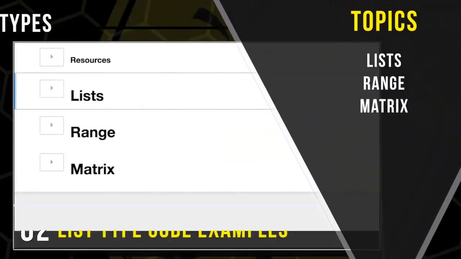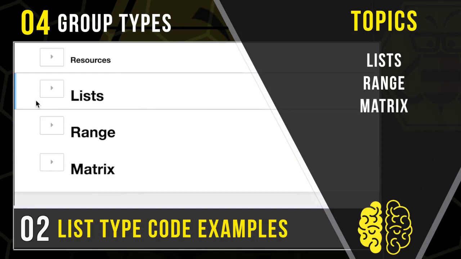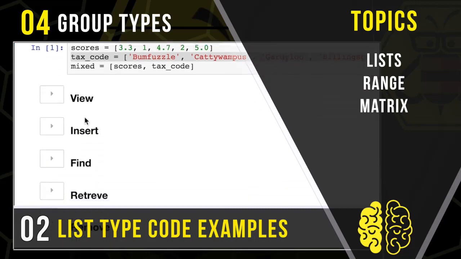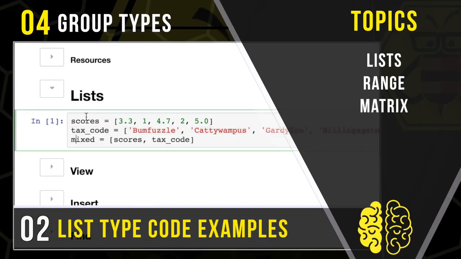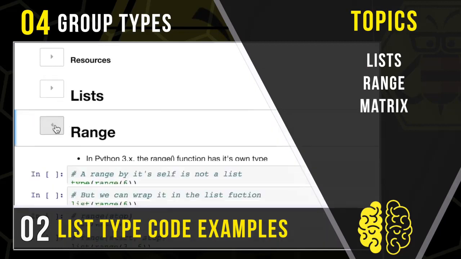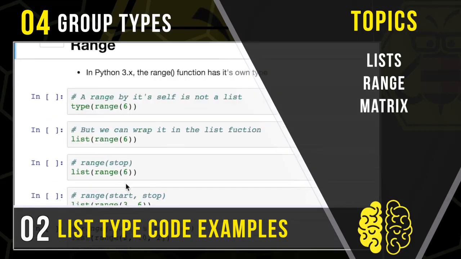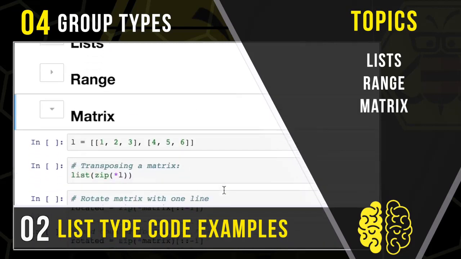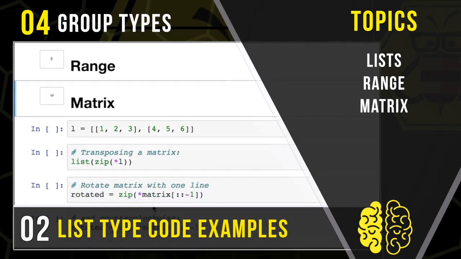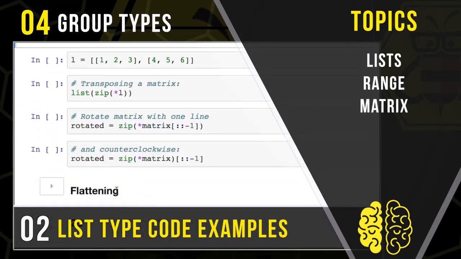We will be learning the how of programming by reviewing code examples that demonstrate how lists work, including some of the various subtopics like how to view a list, how to insert new items into a list, how to find certain items inside of a list, how to retrieve the specific item that we find, how to remove items, combine, sort, all of the stuff that we might want to do with lists. Then we're going to talk about range, and range is a really powerful way to make a list. It's a way that we can specify huge lists without having to manually type everything. And then finally, we're going to talk about matrices, which are really just lists inside of lists, and different things that we can do to break them up and flatten them down and look at them in different dimensions.